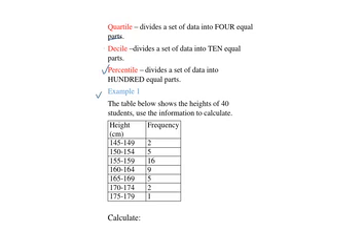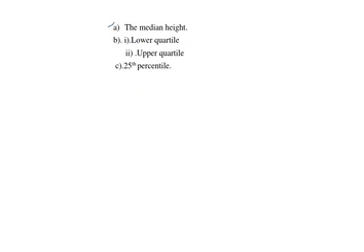In this example, we have been told that the table below shows the heights of 40 students, and we are expected to use the information given to calculate the median, the lower quartile, upper quartile, and 25th percentile. So for us to be able to calculate all these, we have to make our frequency distribution table. So that's what I'm going to make right away.